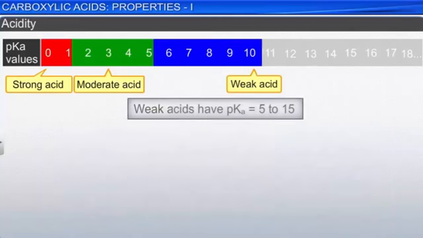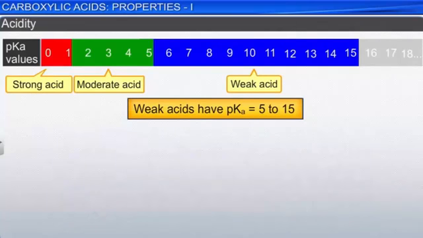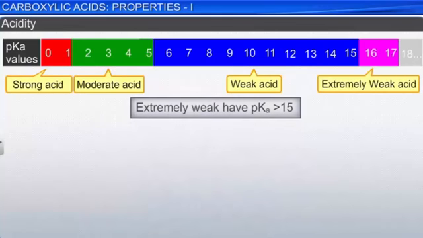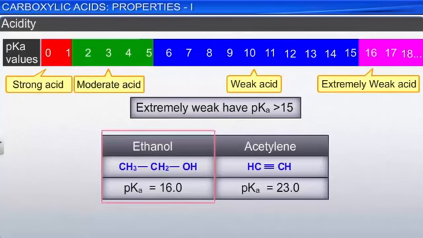Weak acids have pKa values between 5 and 15. For example, phenol with a pKa value of 9.95 and orthocresol with a pKa value of 10.28 are weak acids. Extremely weak acids have pKa values greater than 15. For example, ethanol with a pKa value of 16.0 and acetylene with a pKa value of 23.0 are extremely weak acids.